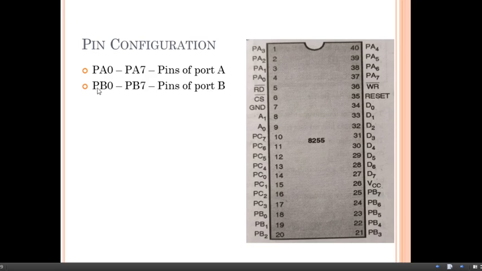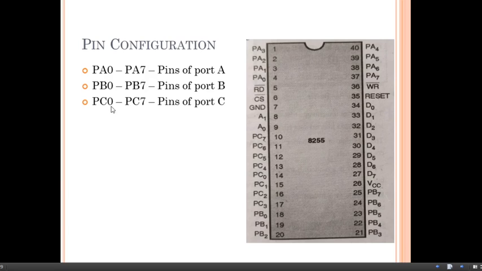Next category of pins is PB0 to PB7. These are the pins of port B. These are also 8-bit bidirectional input-output pins and the function of these pins is same like our port A pins. So here PB0 to PB2, PB3 to PB7. So pin number 18 to pin number 25, these are the port B pins which are also bidirectional.